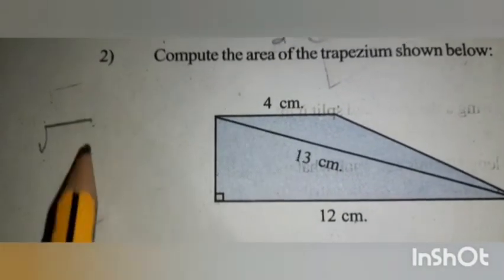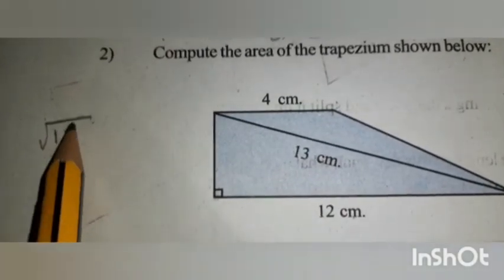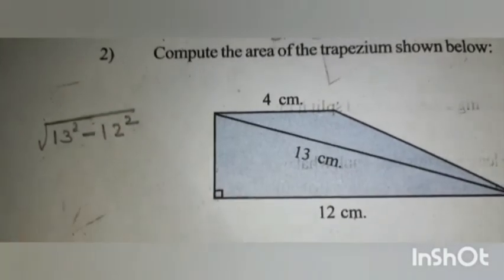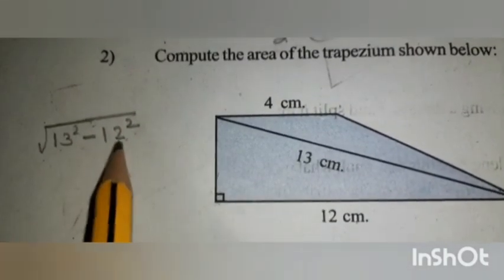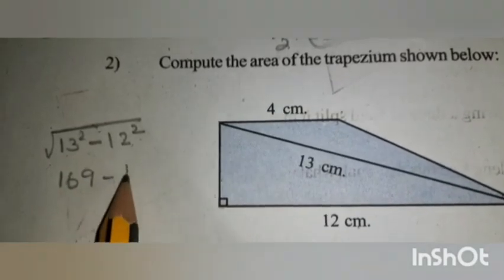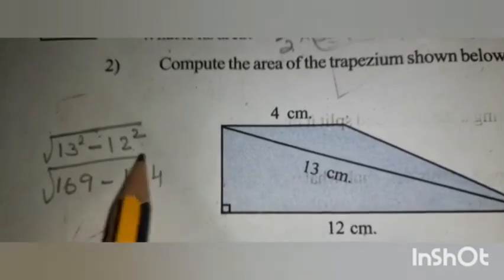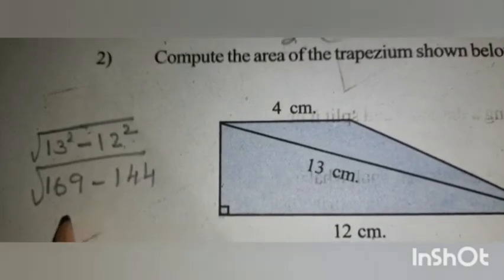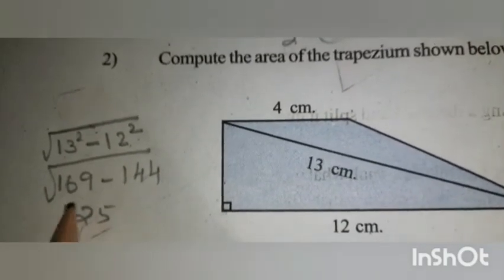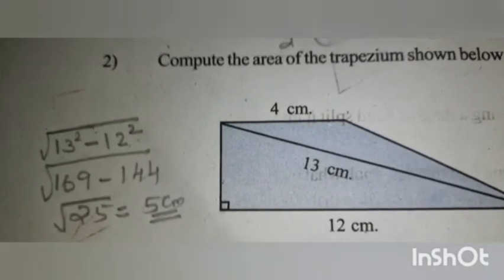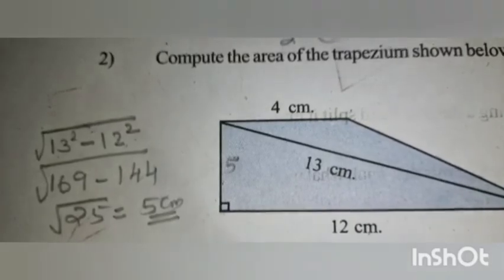It is root of 13 square, hypotenuse square, minus the base square. So root of 13 square minus 12 square. 13 square is 169 minus 144. Take the root. So 169 minus 144, you are getting root 25. Root 25 is 5 centimeter. So this length you got 5.